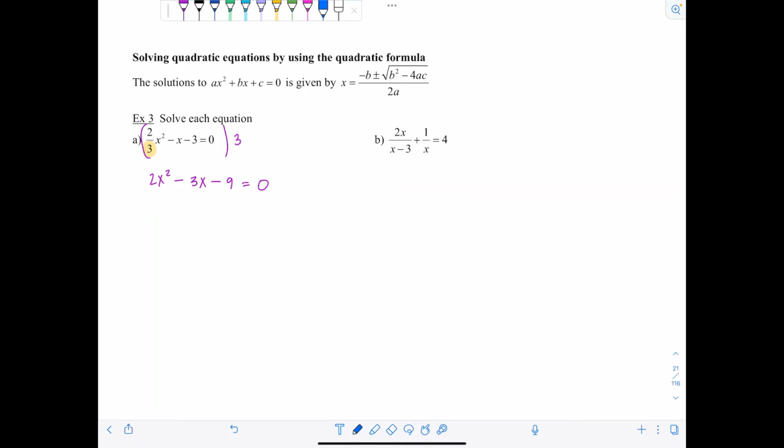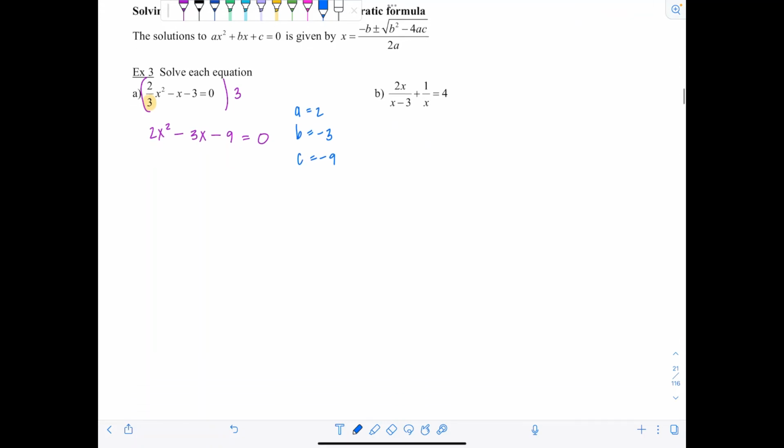So let's list out what a, b, and c are before we get rolling. So a is 2. b is negative 3. And then c is negative 9. All right, so here we go. x equals opposite of b. So that would be positive 3.